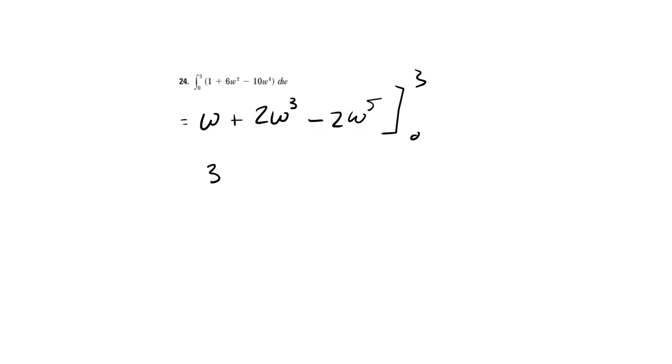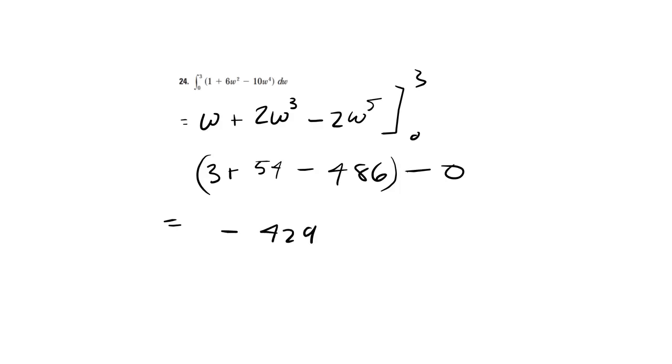And we need to evaluate this at 0 and 3. When I plug in the 3, so I'm going to have 3 plus 2 times 27, which is 54, minus 2 times, oh my gosh, 27 times 9. I'm just going to stick this one in the calculator. 3 to the 5th times 2, which is 486. And then we have to subtract off from that. 0 is plugged in, but those are all just going to 0. So in the end, I get negative 429, according to my calculations.